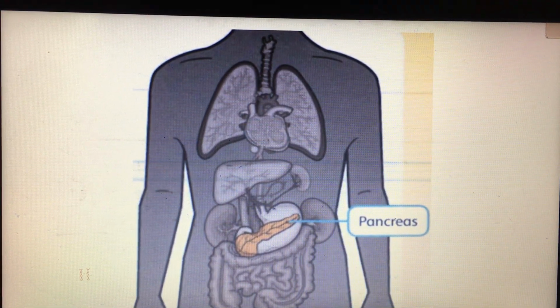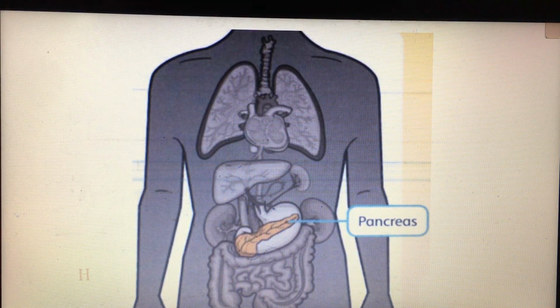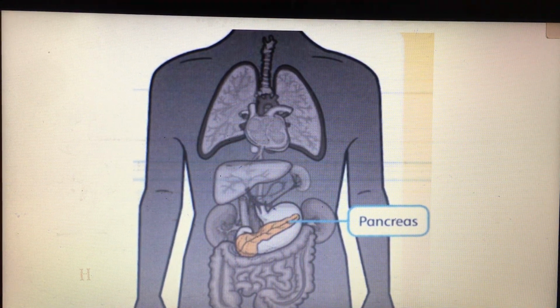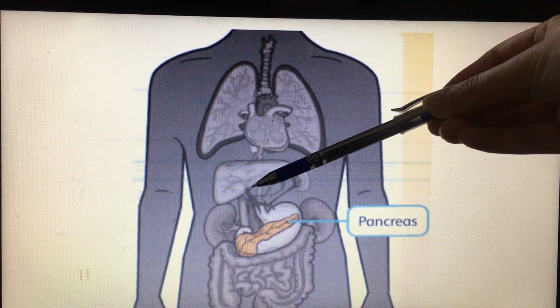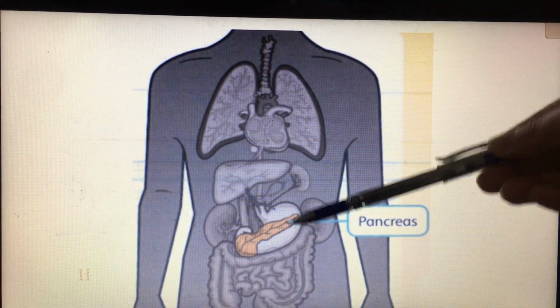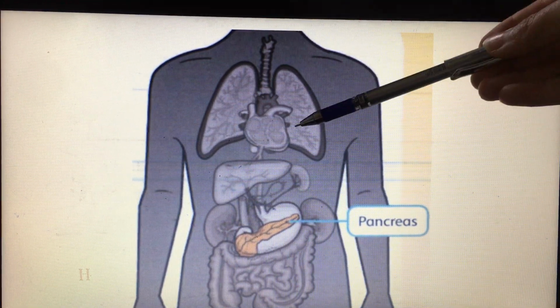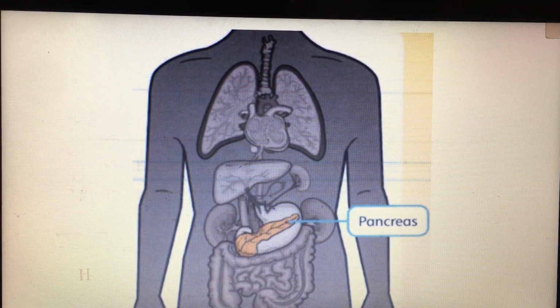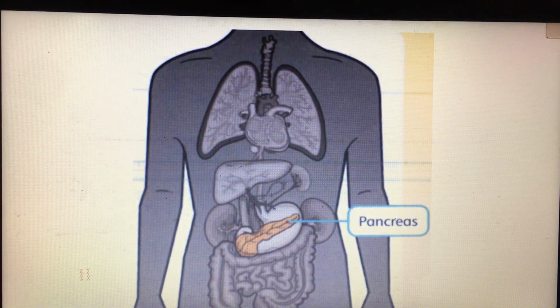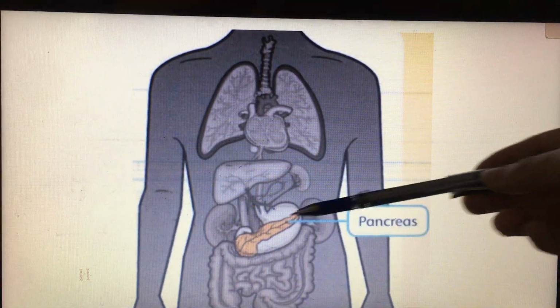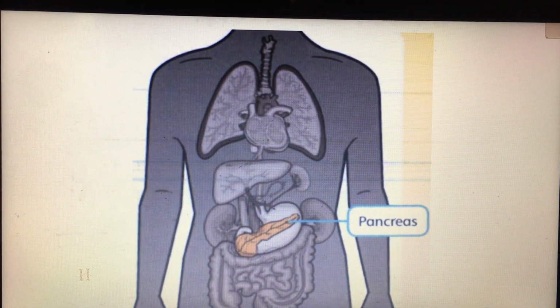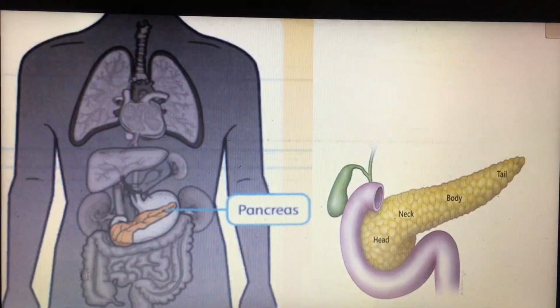To answer this question, look at this picture, which shows our body parts like lungs, liver, stomach here, and we have also the pancreas. You know that all parts are important. For example, lungs for breathing. Okay, liver and stomach for digesting food. Now, let's focus on the pancreas. We have to know what the function of the pancreas is.